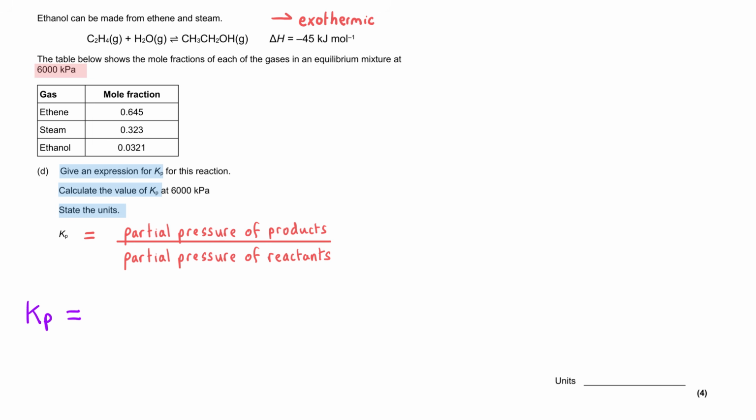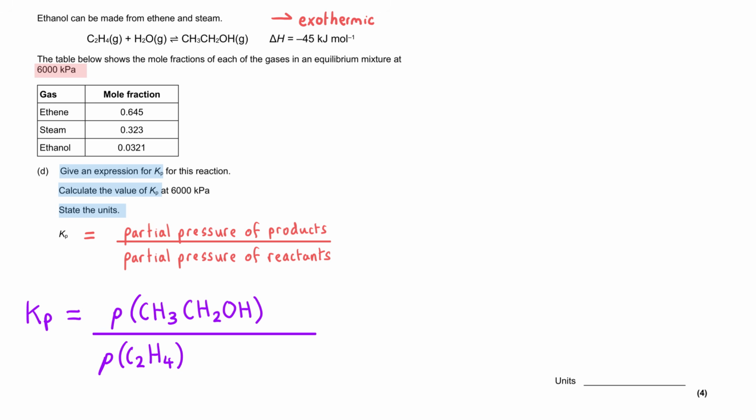And so for us, Kp will be equal to the partial pressure of ethanol, that's the only product, divided by the partial pressure of ethene multiplied by the partial pressure of water. Now I'm using a lowercase p for my partial pressure, but you could use a capital P for partial pressure if you preferred. I'm also putting my formulae in brackets because I think that looks neater, but you don't have to use the brackets. They're only really necessary when we have a coefficient in the equation.